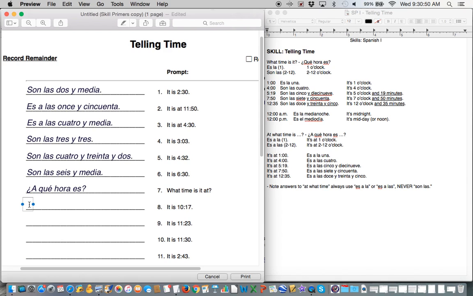Number 8, it is 10:17. Son las 10, it is 10 and 17. Number 9, it is 11:23. Son las 11 and 23, y 23. Make sure you get your spelling on your numbers right.